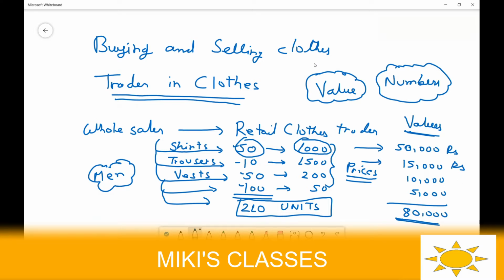So that is why all records are kept in terms of value. But keep in mind that these numbers might be important. The physical units, for example, how many units of shirts have you bought, might be important. But that is just additional information. That is not the main information. The main information is the value. All of this is like additional information. Okay, I think that will make it clear to you all.